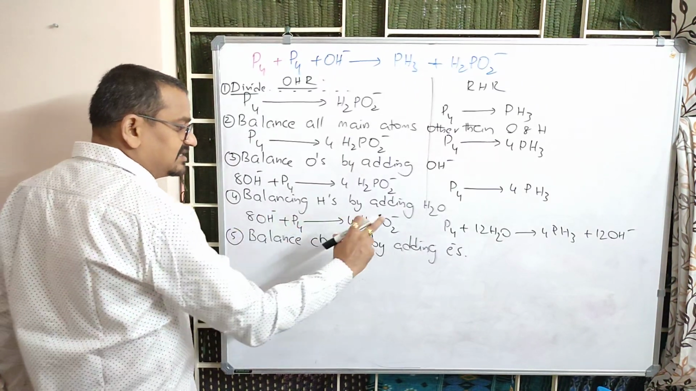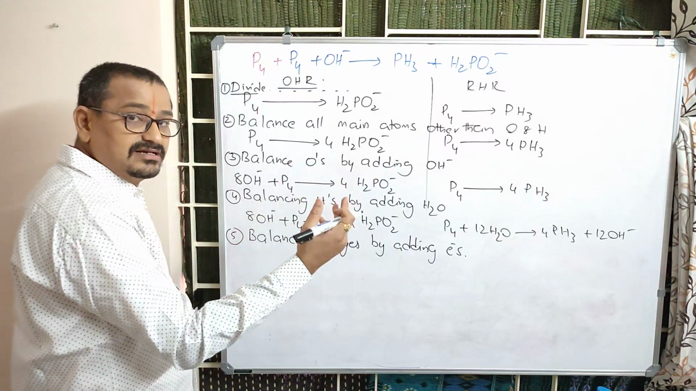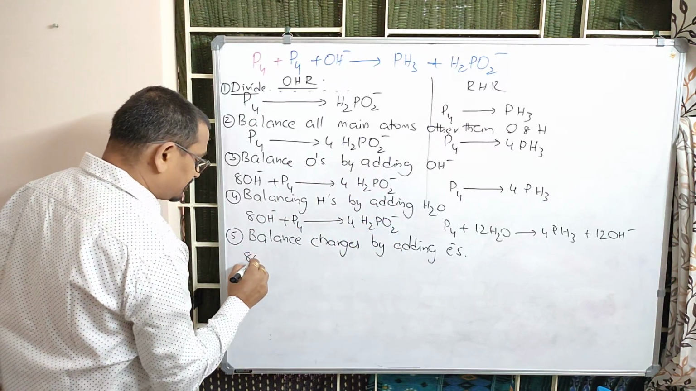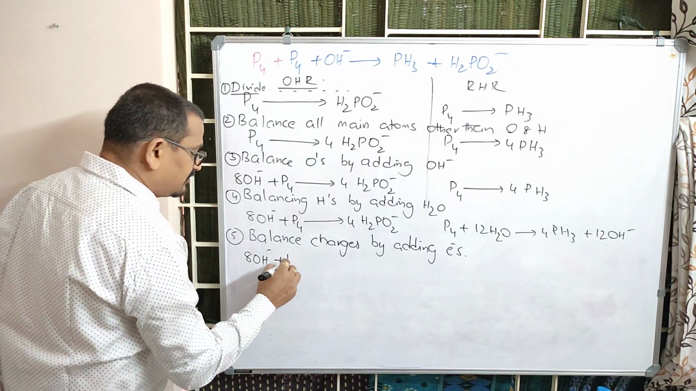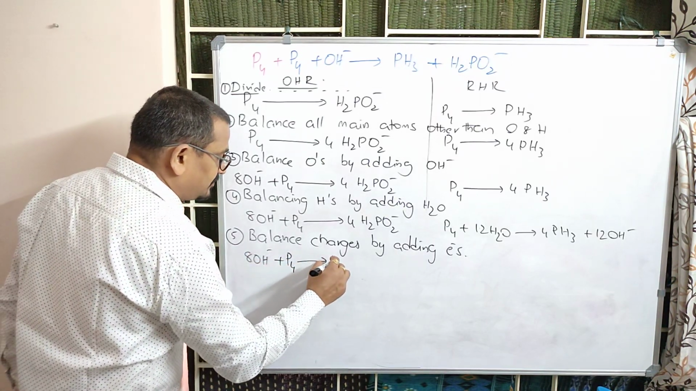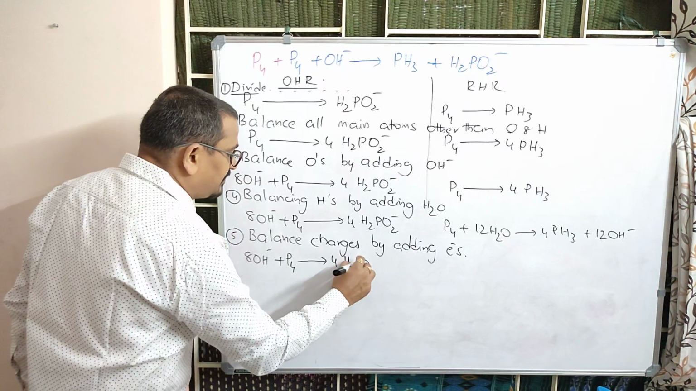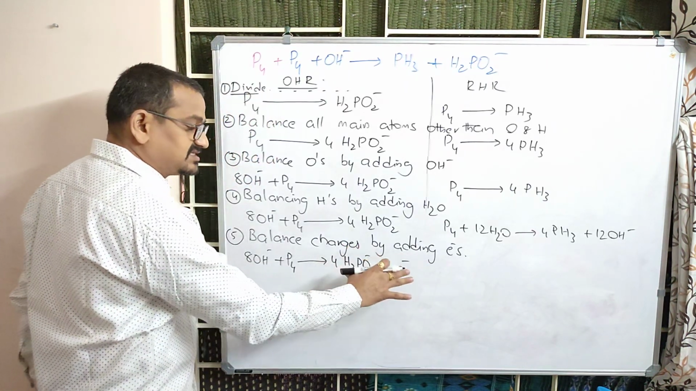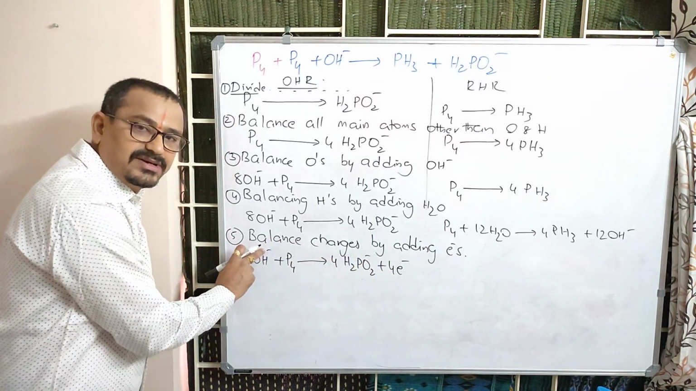8 minus charges here, 4 minus charges. Still 4 minus charges more are required on the product side. So 8 OH minus plus P4 giving rise to 4 moles of H2PO2 minus plus 4 electrons. 4 minus charges plus 4 minus charges, 8 minus charges, 8 minus charges.